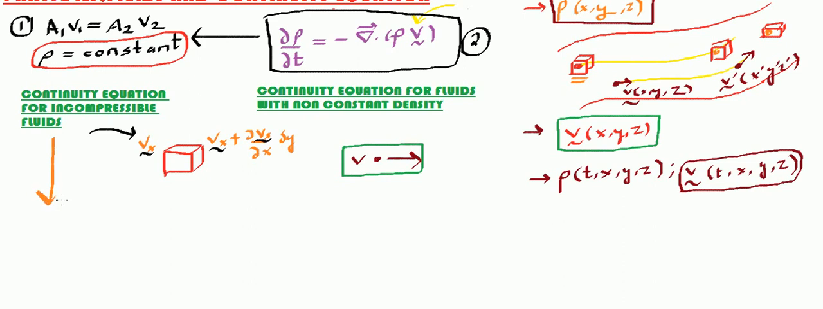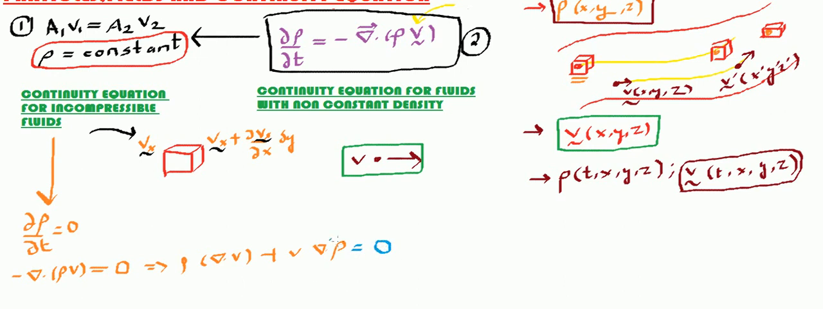In this case, the density rho is not a function of time because density is not changing with time. So d rho by dt for the incompressible case is going to be 0. So if d rho by dt is 0, then minus del dot rho v is also going to be 0. Then what happens if this is 0? This can be written as rho into del dot v plus v into del dot rho. And now this is 0.